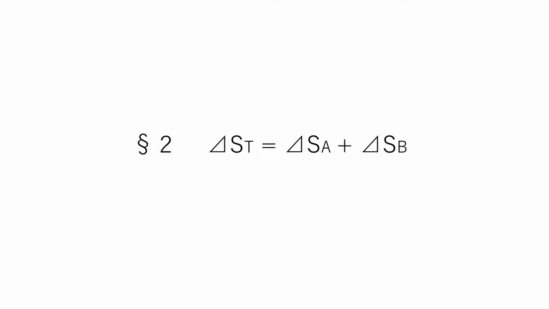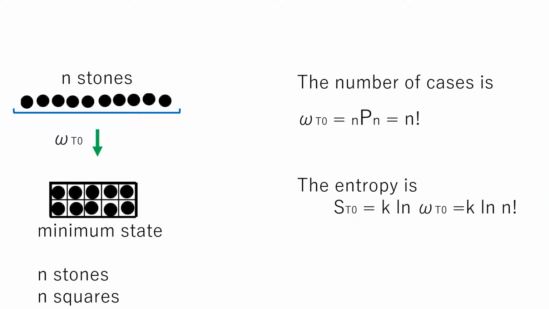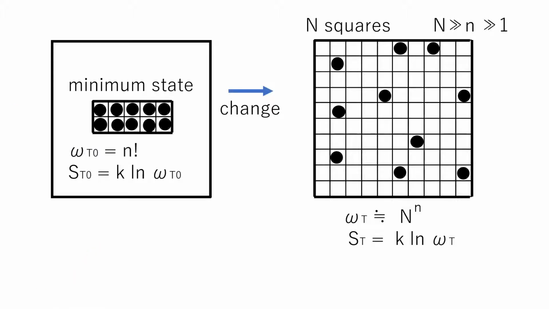Next, we will show that changing entropy is additive. Let's think about the number of cases in which we put n stones on n squares. The number of cases is equal to n factorial. Then the entropy is like this. Now we call this state the minimum state. If the number of squares increases from n to capital N, how much does the entropy change?